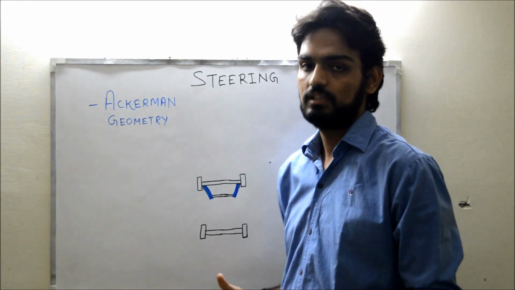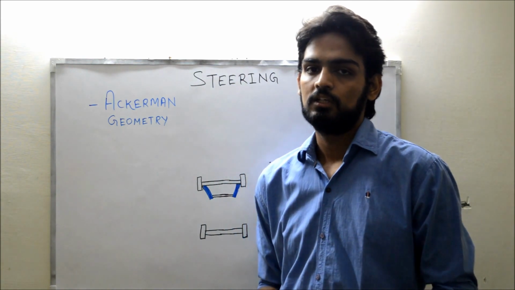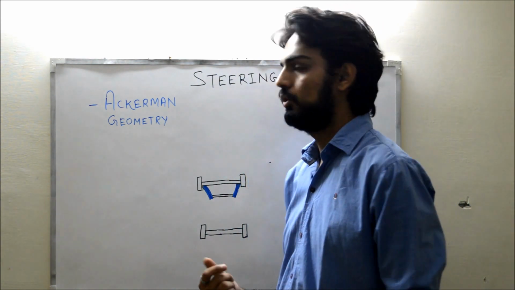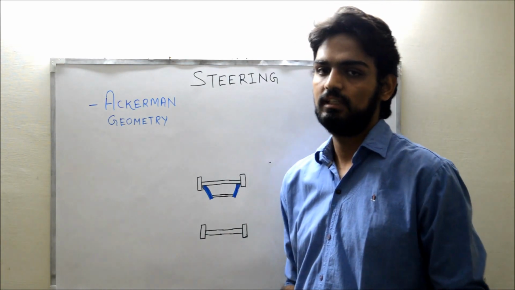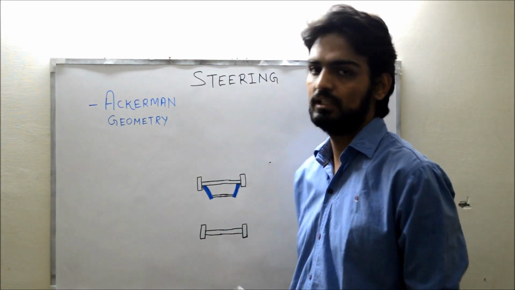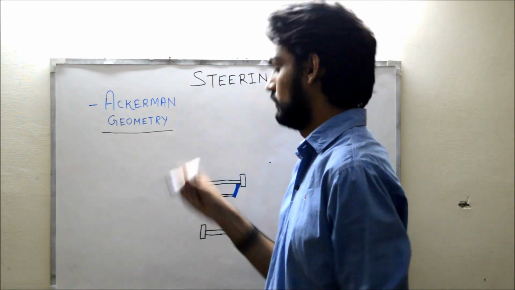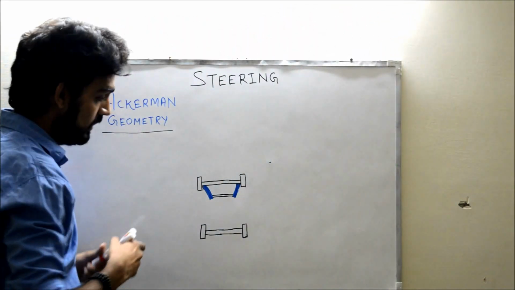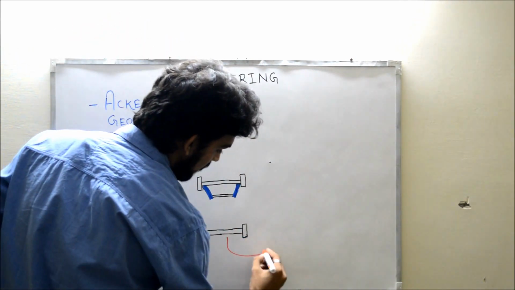Now we'll discuss steering. Steering is basically a set of linkages of various components which allows the vehicle to follow a desired path. The arrangement used these days is to turn the front wheels using hand operated steering. Basically this geometry is used in most cars. Assume this is the car and these are the rear wheels.